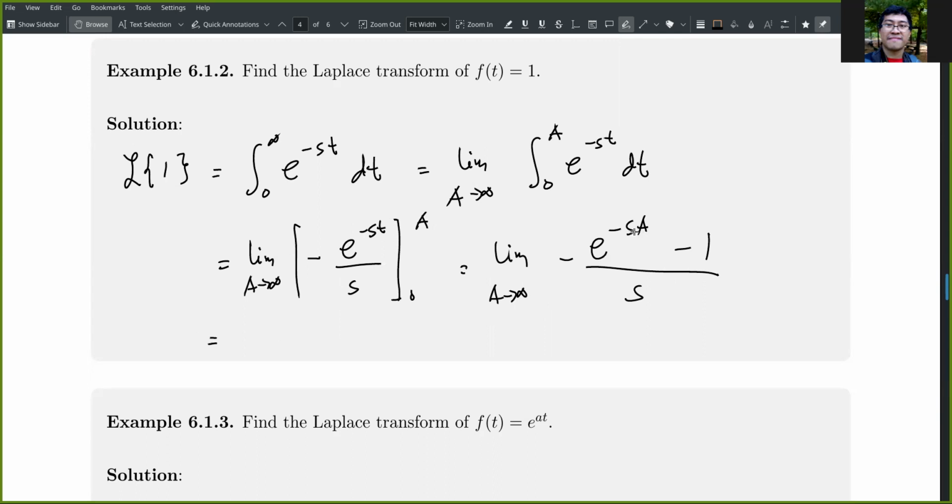So for s, let's say, for this exponent positive, if a is very large, approaching infinity, then this also approaches infinity. If s is 0, the whole thing is infinite. If s is greater than 0, then the exponential of a positive number, if it's very large, approaches 0. So the Laplace transform of 1 is 1 over s, for s greater than 0.